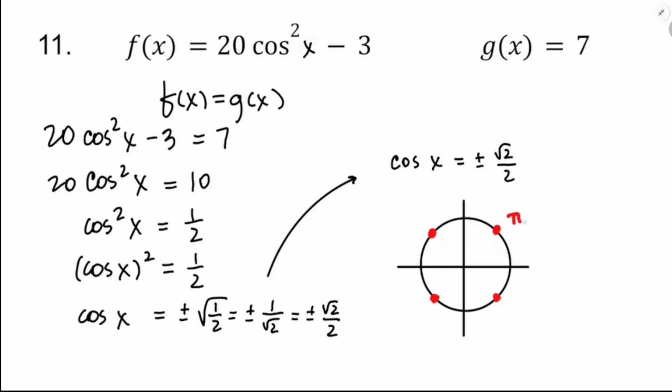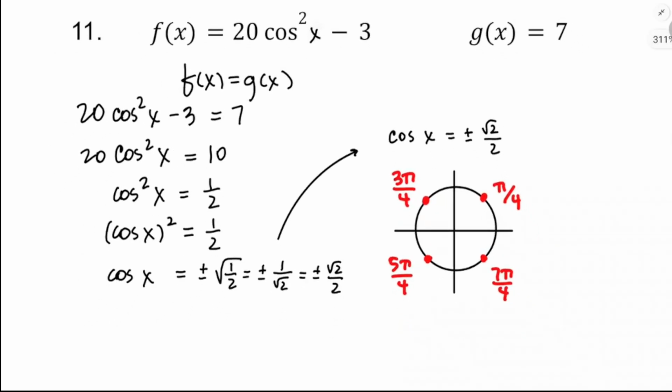So that's going to be pi divided by 4, 3 pi divided by 4, 5 pi divided by 4, and 7 pi divided by 4. And so I'll just report my findings here. x equals all the pi's over 4.